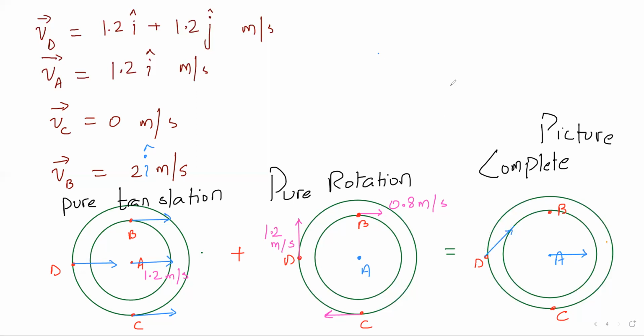VB is 2, big vector, 2J. Done. Is it clear? Pure translation, rotation. The point A is found with velocity of 2I. This is 2. The complete picture of translation plus rotation. Only the translation component was 1.2. The pure rotation component is 0.8. The whole piece has 2.